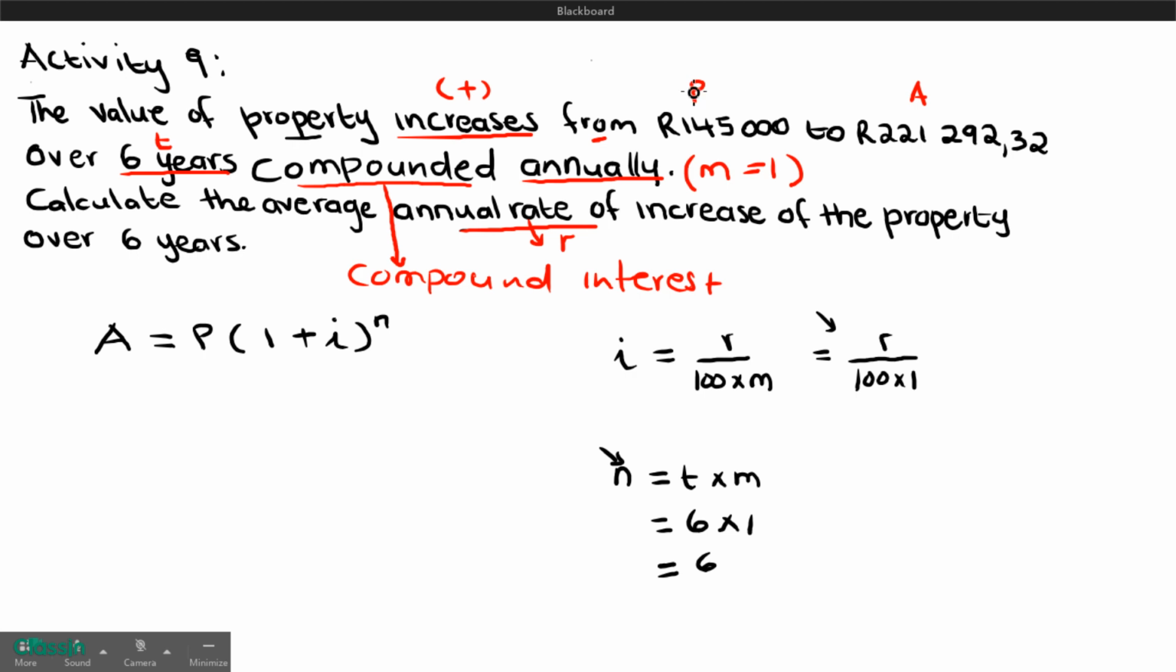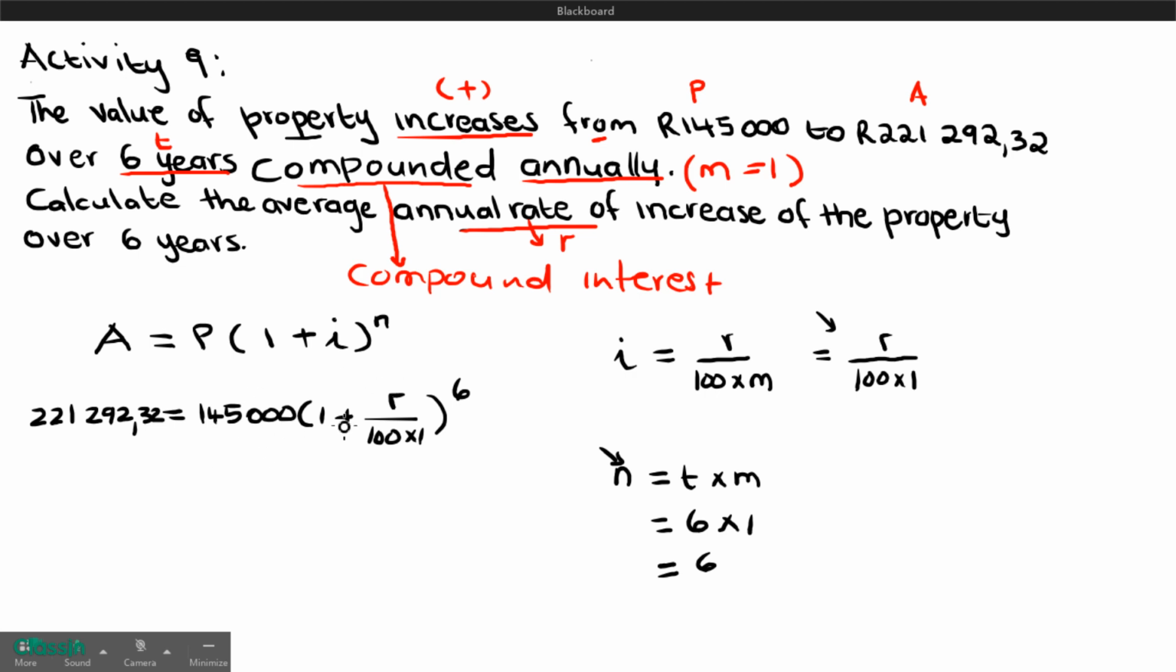So when you go to the formula, the value moves from our initial to our final. Now our final is 221,292.32 equals 145,000 times 1 plus. How much is our I? It is R over 100 multiplied by 1. And then how much is our N? Our N is exponent of 6.